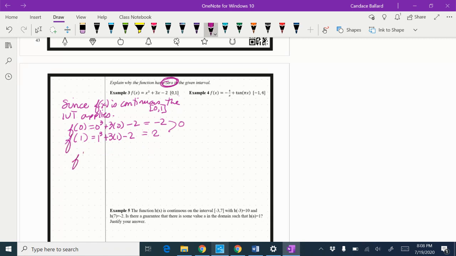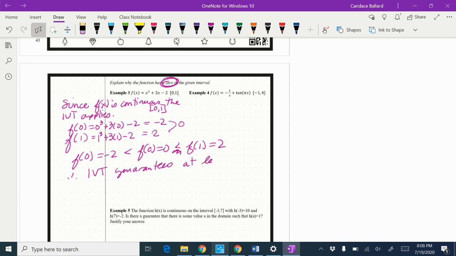Okay, so let's say that f of 0 equals -2 is less than f of c equals 0 is less than, not less than or equal to, f of 1 equals 2. Therefore, IVT guarantees at least one c value such that f of c, or x, equals 0. All right.